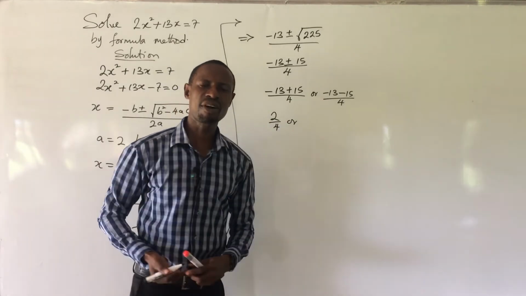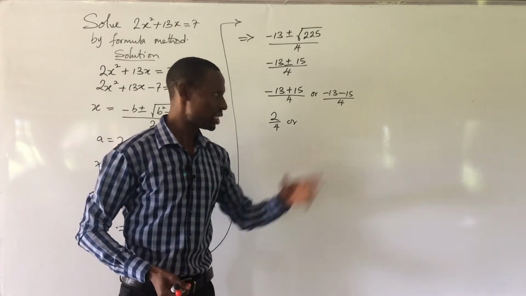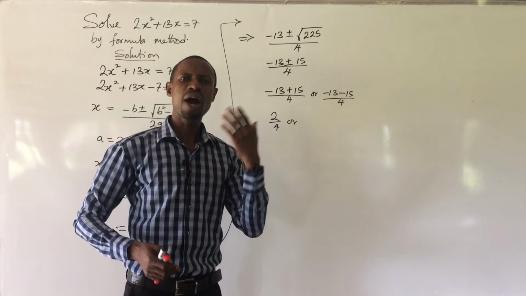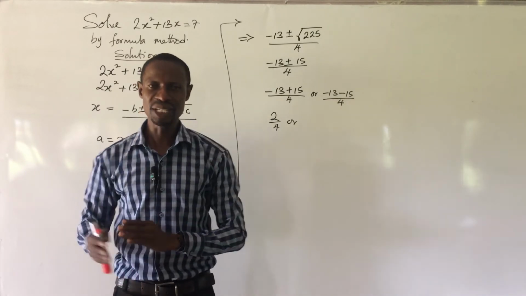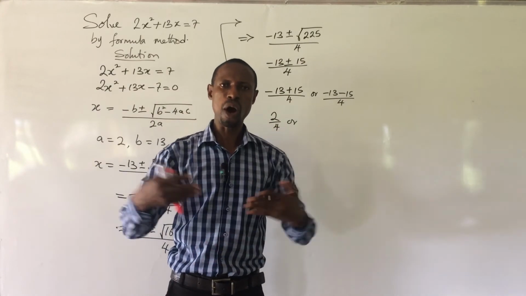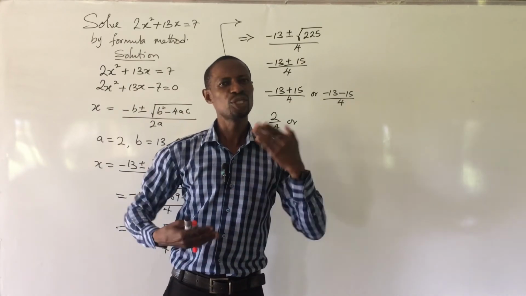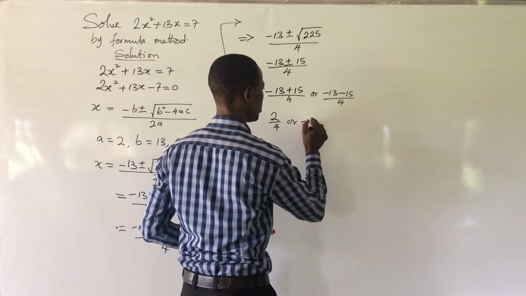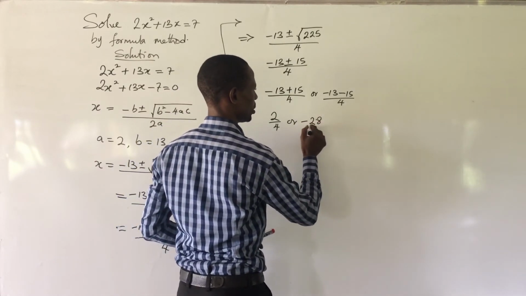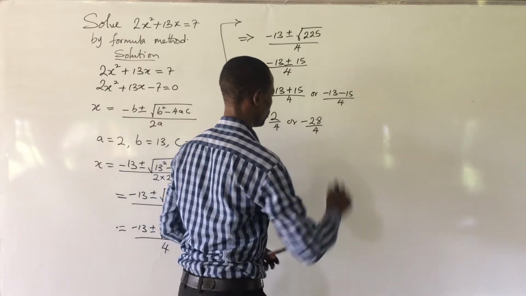Or on the second side of the equation, here you are owing Mr. A $13 and you are owing Mr. B $13. So altogether, you are owing $28. So this gives minus 28 all over 4.